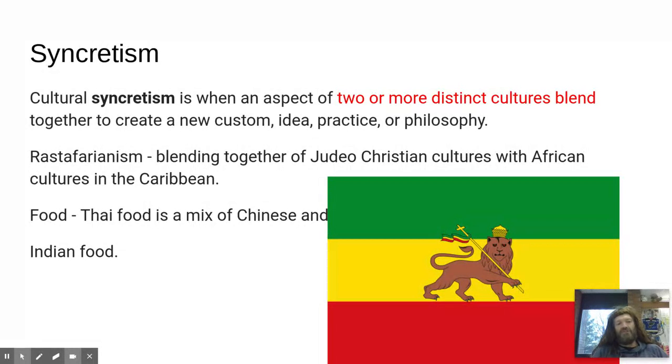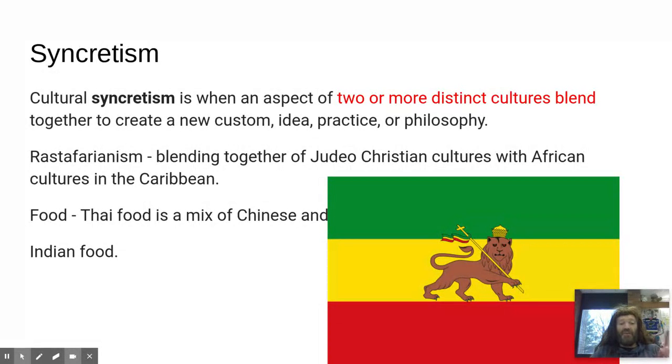So Rastafarianism is another example. And if you've ever been to Jamaica, it's huge there. Judeo-Christian cultures with African cultures in the Caribbean. So you have the African influence from the slave trade that's in the Caribbean. You have the European influence, right, that also is there, brought the slaves. So you blend those two cultures together over the course of 100 years in a trapped environment, and you come up with a new culture. That's Rastafarianism. That's syncretism, that blends those things together.